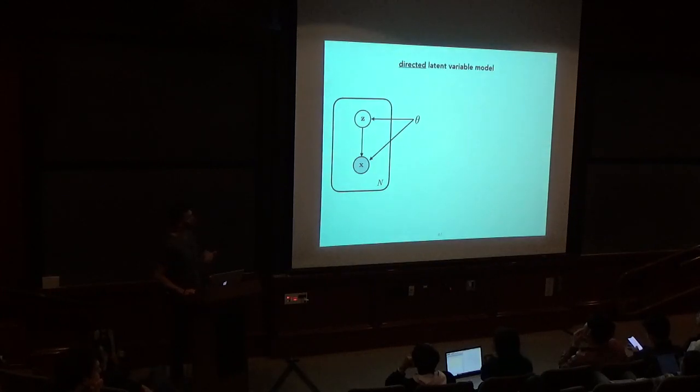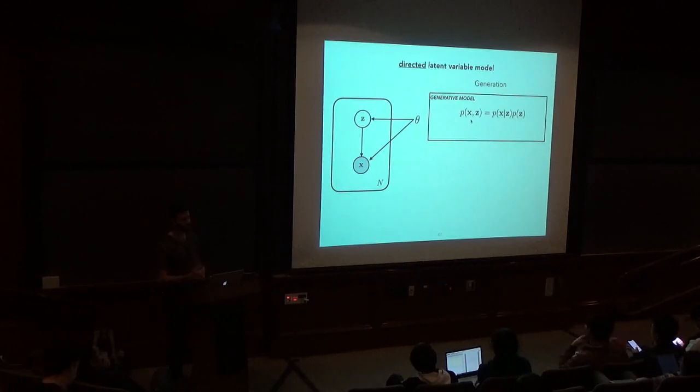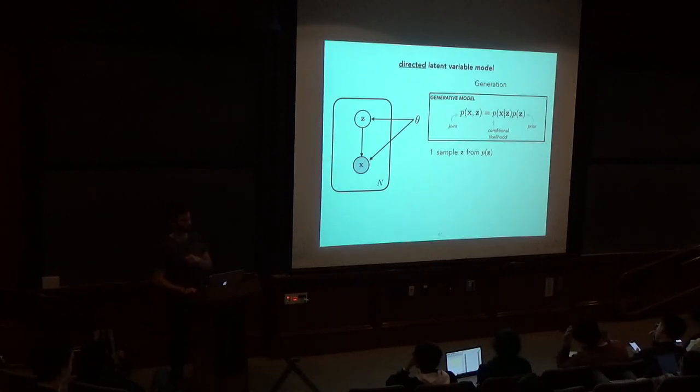So let's consider what's called a directed latent variable model. In this case, we again have a joint distribution over x and z, and that's given by this conditional distribution of x given z, and then our prior distribution over z. So this is the joint distribution that's generated as a product of the conditional likelihood and the prior. In order to generate from this model, we sample from our prior, and then use our samples from the prior to give us samples from p of x given z, our conditional likelihood.